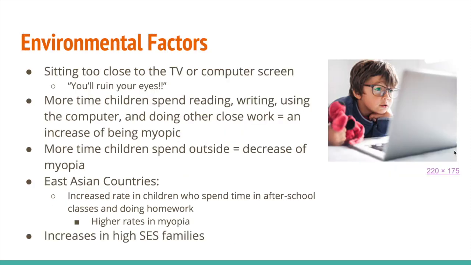Some environmental factors that affect myopic children are sitting too close to the TV or computer screen. And that's when you usually hear parents screaming, "Oh, you'll ruin your eyes." This is also a common thing when children read or do homework in dim lighting, because you have a different kind of strain on your eyes instead of proper lighting.